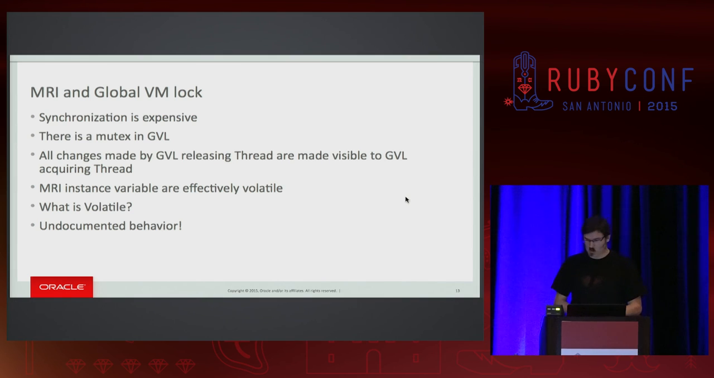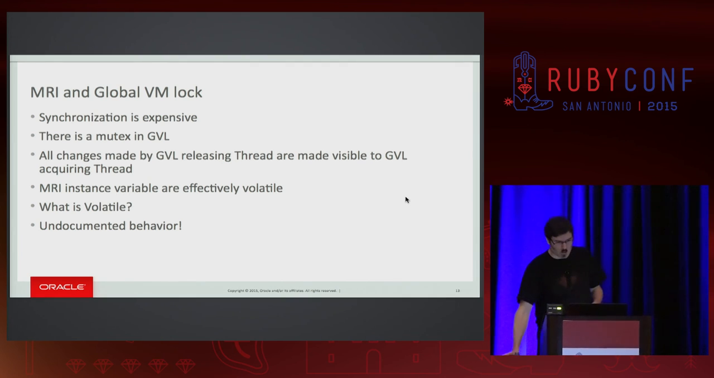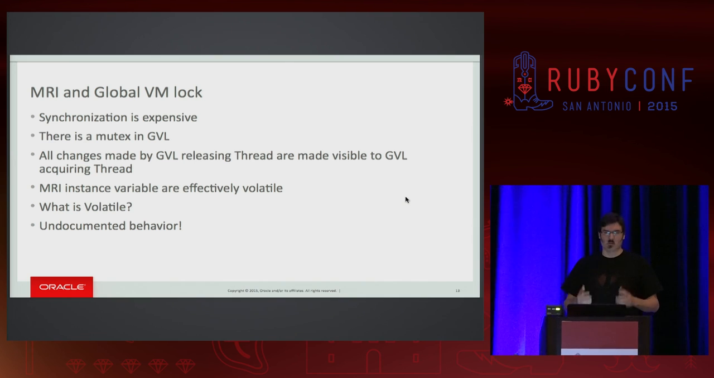Now let's think about how we could improve the performance of this. We'll start by looking at the MRI implementation. The first observation is that synchronization is actually expensive, going through the critical section. So we will try to avoid it. And for that, we use the fact that MRI has the GVL, the global VM lock.